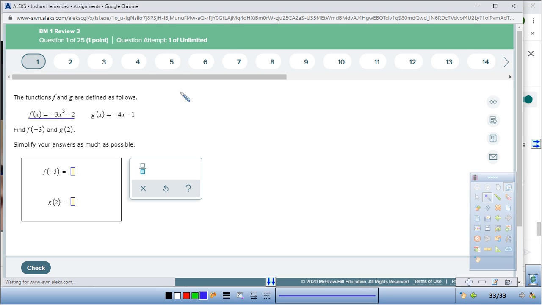Now my handwriting's going to be bad, but forgive me. My iPad pen didn't charge, so I'm going to use this iPad.